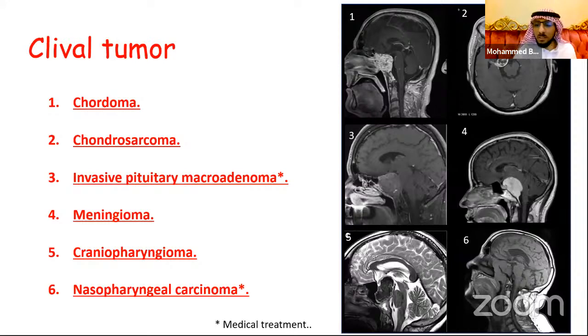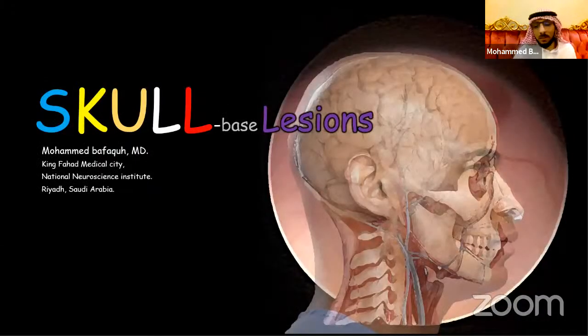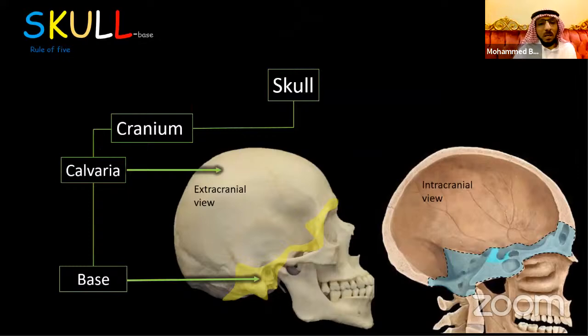The most common lesions that go to the clivus or arise from the clivus are these six tumors, mostly surgical, except for invasive pituitary macroadenoma, as we mentioned, if they're prolactinoma or functional hormone-releasing types of tumor, as well as nasopharyngeal carcinoma, which is typically treated without surgical intervention.